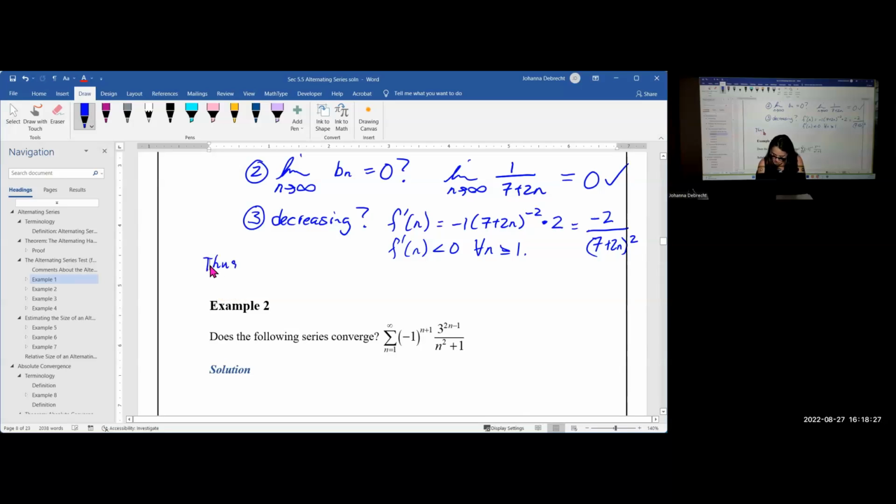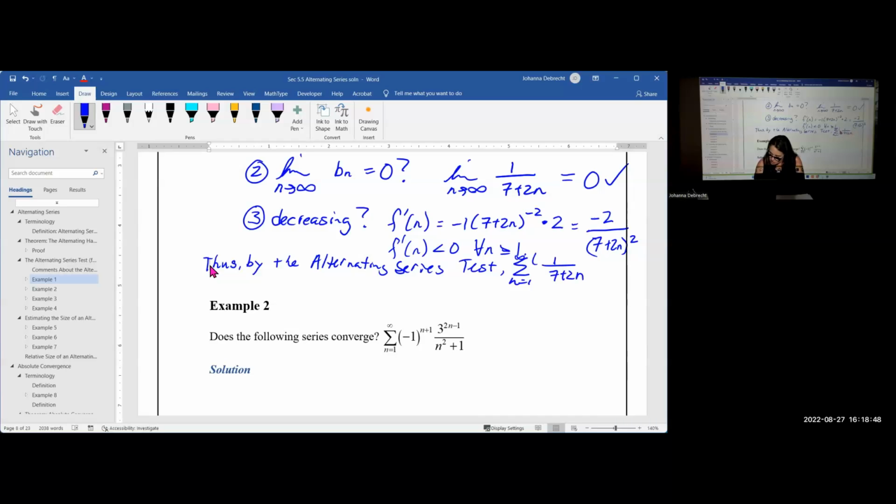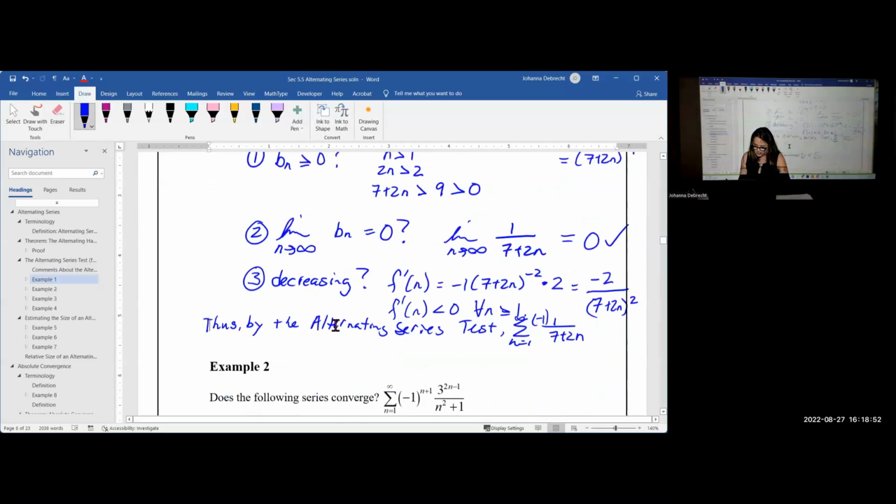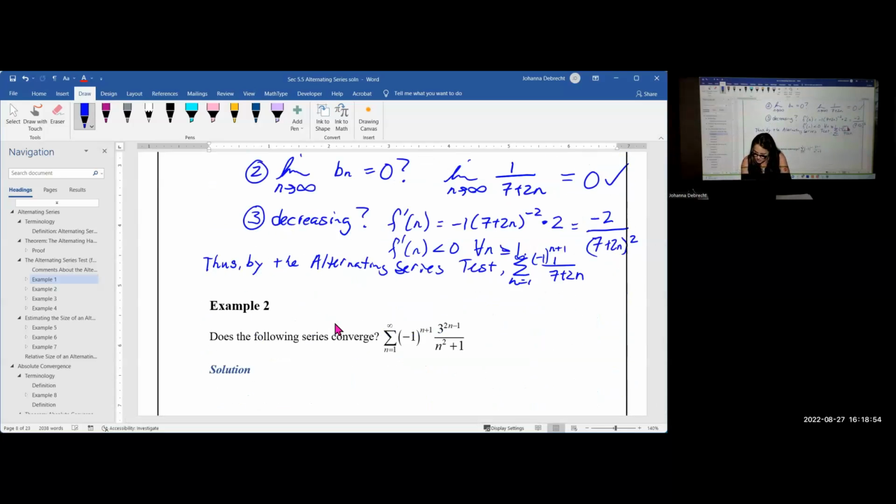Thus, by the alternating series test, the series from n equal 1 to infinity of 1 over 7 plus 2n with a negative 1 to the, was it n plus 1 or n minus 1? n plus 1, converges.